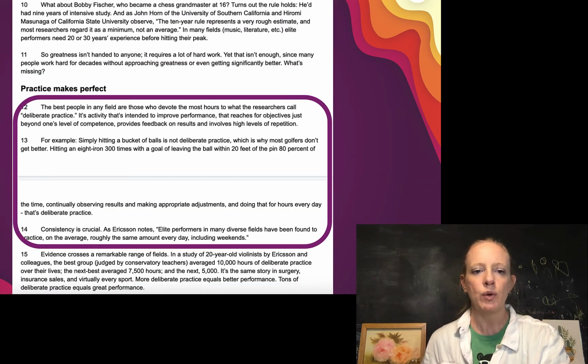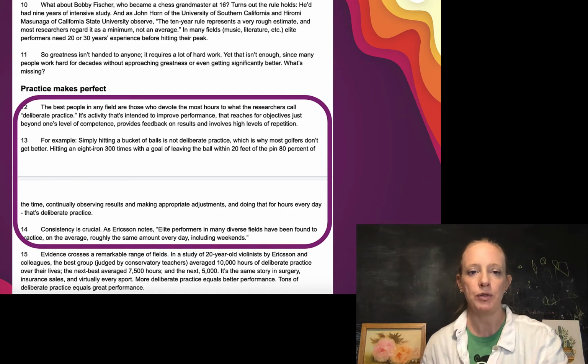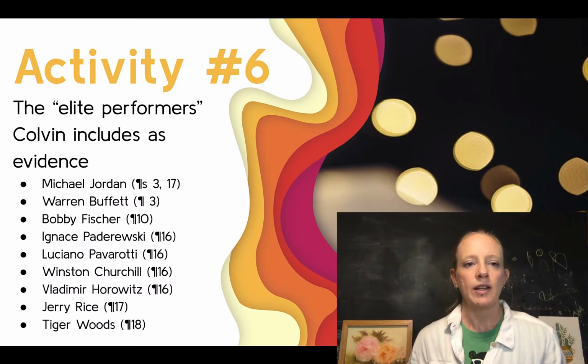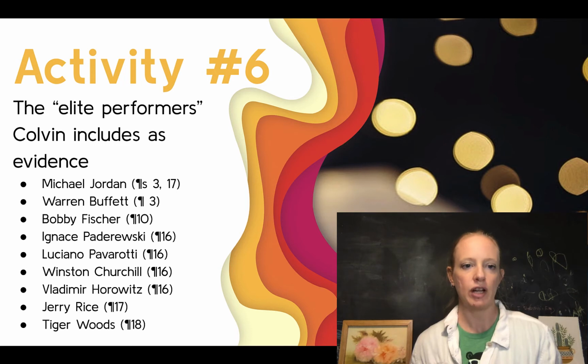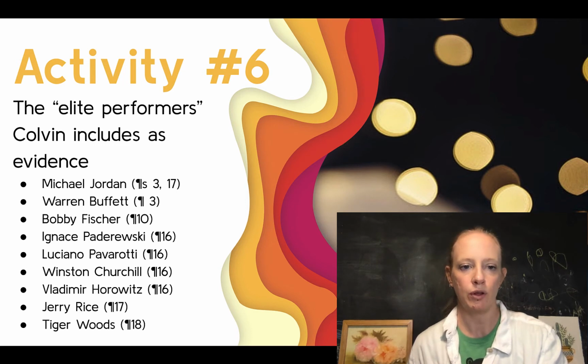And then paragraphs 12 through 14, where he develops the idea that practice is what's really important, and doing deliberate practice helps you get better at things. For the next one, I asked you to find the elite performers he uses as evidence. They are Michael Jordan, Warren Buffett, Bobby Fischer, Ignacy Paderewski, Luciano Pavarotti, Winston Churchill, Vladimir Horowitz, Jerry Rice, and Tiger Woods. And I gave you the paragraph numbers where those are found. You notice most of them are at the end of the article, paragraphs 16, 17, 18.